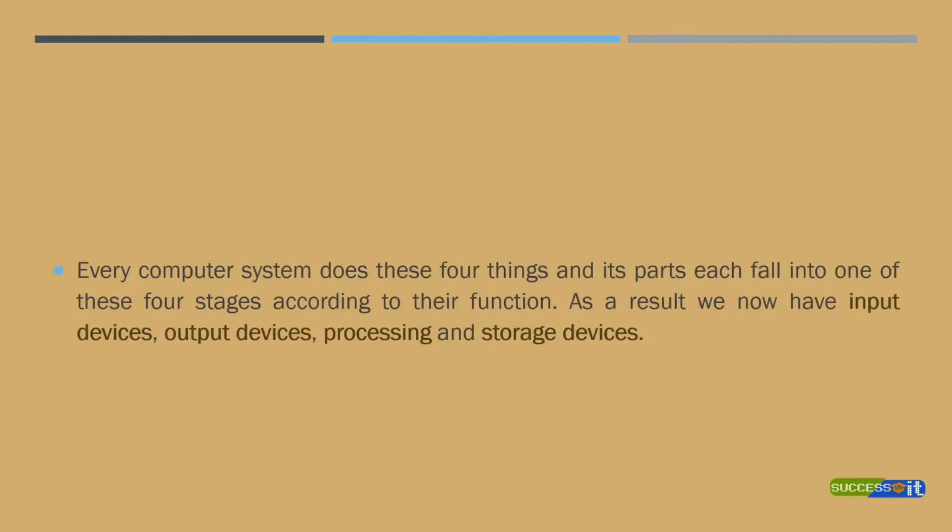Every computer system does these four things, and its parts each fall into one of these four stages according to their function. As a result, we now have input devices, output devices, processing, and storage devices. In our next video, we will look a little closer at the computer hardware which falls into each stage and how these various devices work together to accomplish the goals of the computer systems.